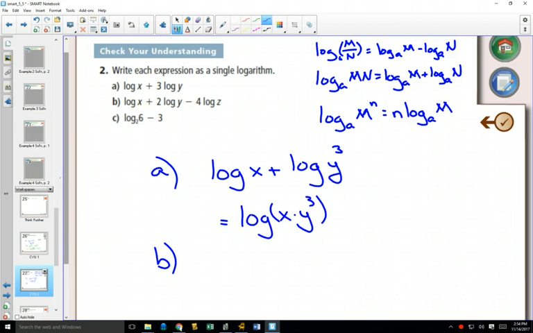So one of the things you might notice already is the very first thing when you're trying to combine something as a single log is if you have any numbers in front, you're going to want to put them inside the log. So I'm going to start by writing log x plus log, what's that 2 going to do? y squared minus, what's that 4 going to do? z to the 4.